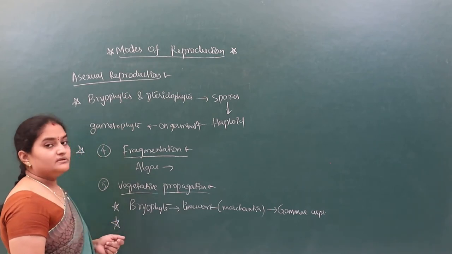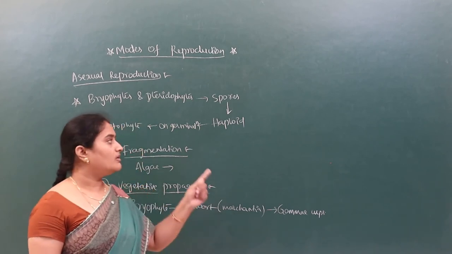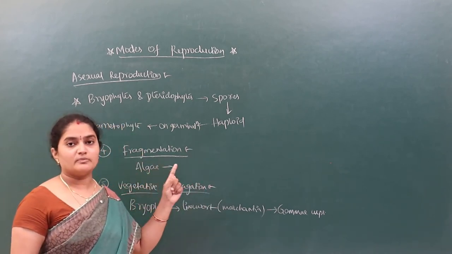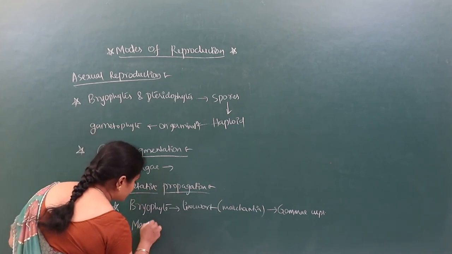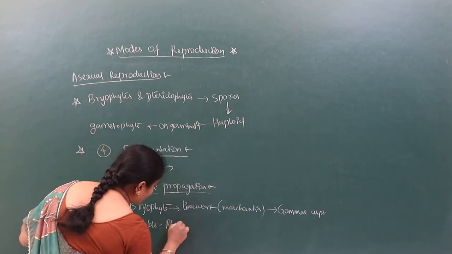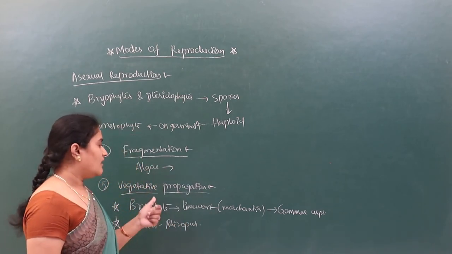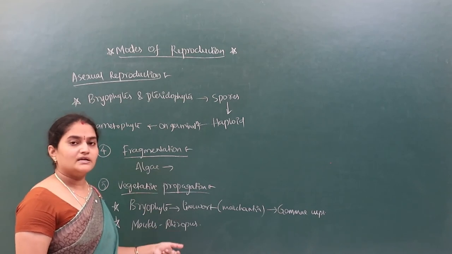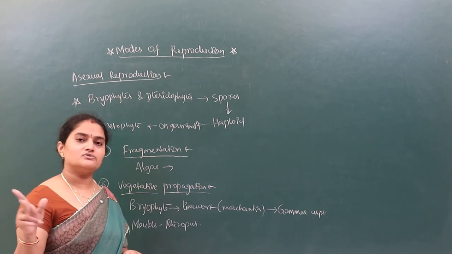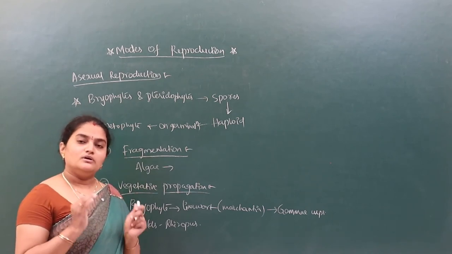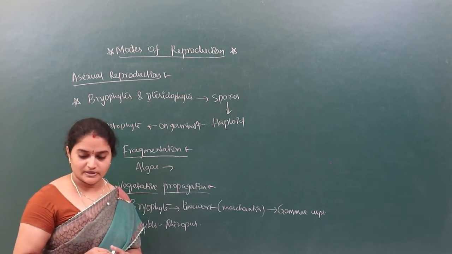And the next, this vegetative propagation was exhibited by the molds like Rhizopus. In the spore formation we discussed this one. So these molds, Rhizopus, will also undergo a vegetative fragmentation or vegetative propagation by giving rise to a new individual. That means here it will also undergo fragmentation. So a new fragment will develop into a new plant.